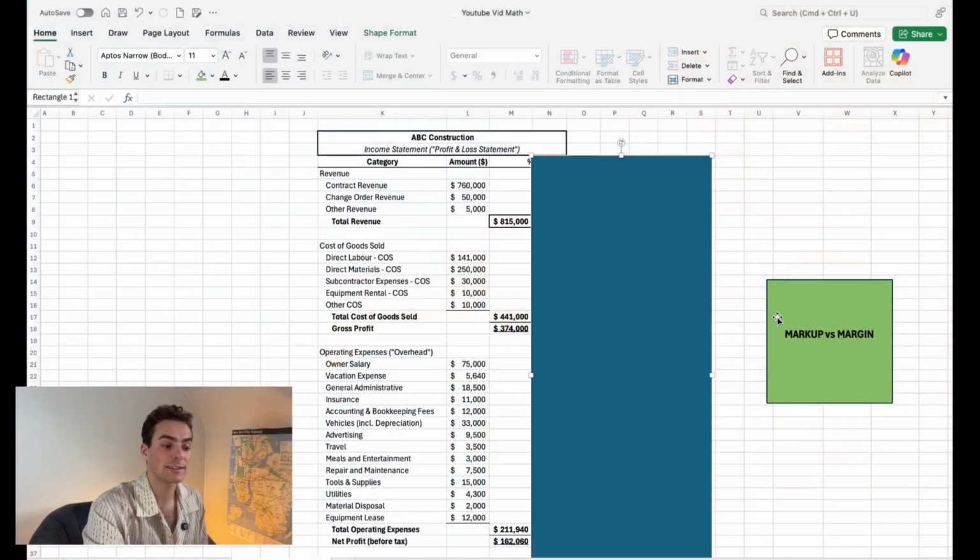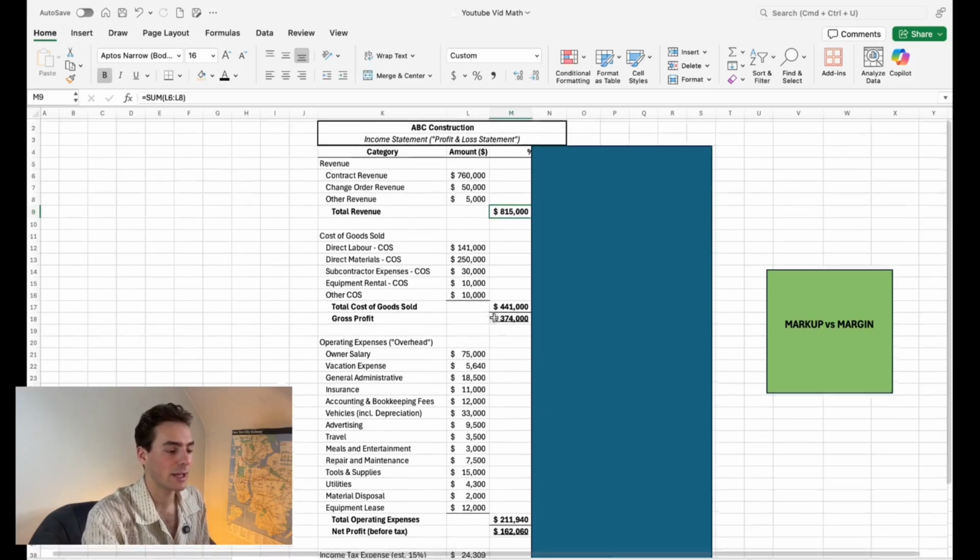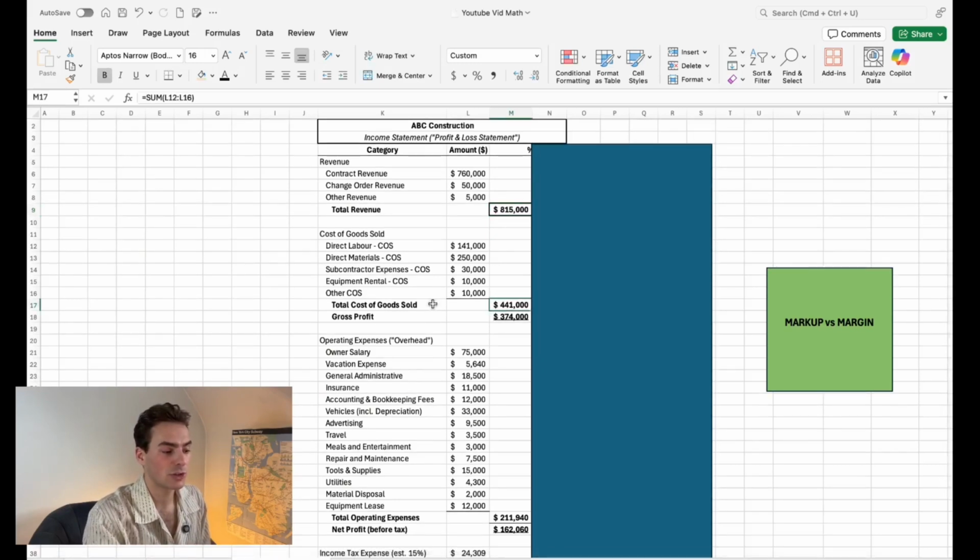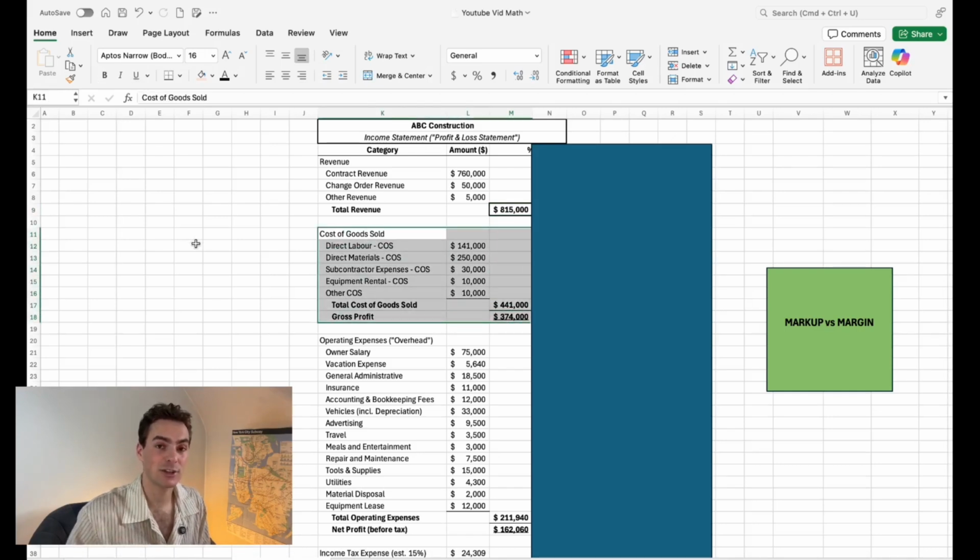This is the profit and loss statement from the previous video here. So nothing has changed. You can see you have 815,000 in revenue. That's the number that everyone loves, but let's get into it. Here you have your cost of goods sold at 441,000 for a gross profit of 374,000. Those are your direct expenses. Remember, these are the expenses that are attributable to a specific job.